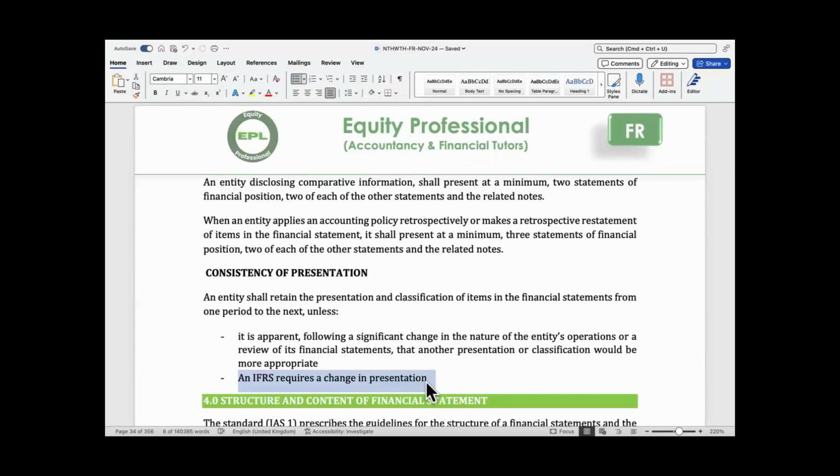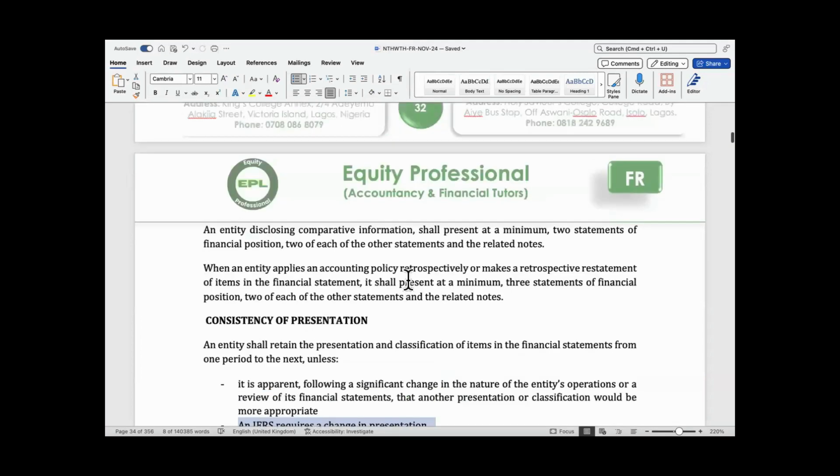Before now, there's a standard called IAS 23 on borrowing costs. The way we used to present it was either expense or capitalized based on certain criteria. But now, all borrowing costs are capitalized. Borrowing costs should be capitalized, of course, if they are directly attributable. So it's a change required by an IFRS. Then you can change your presentation format.